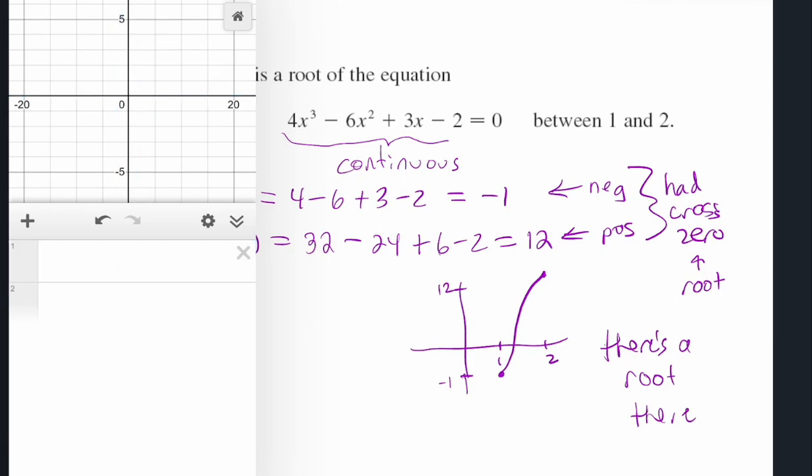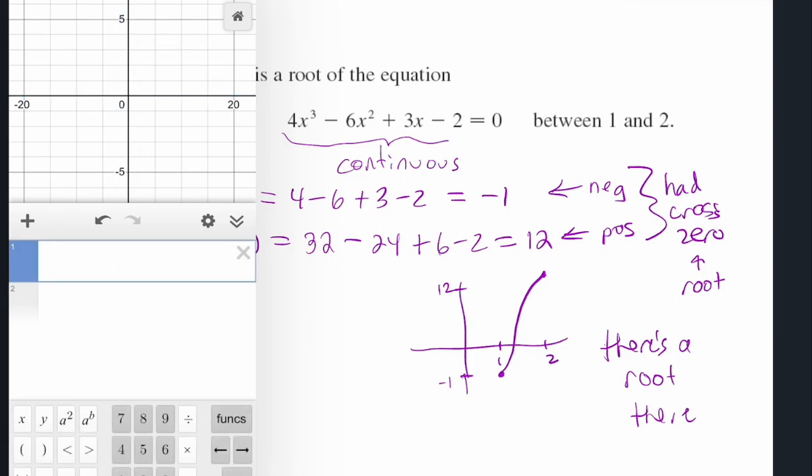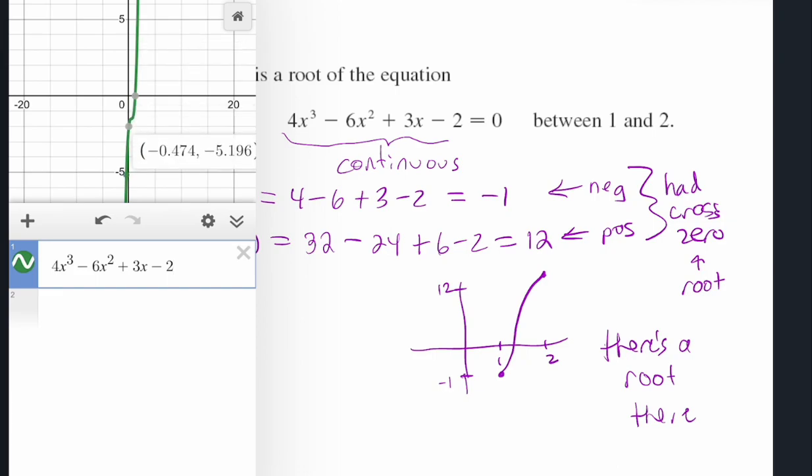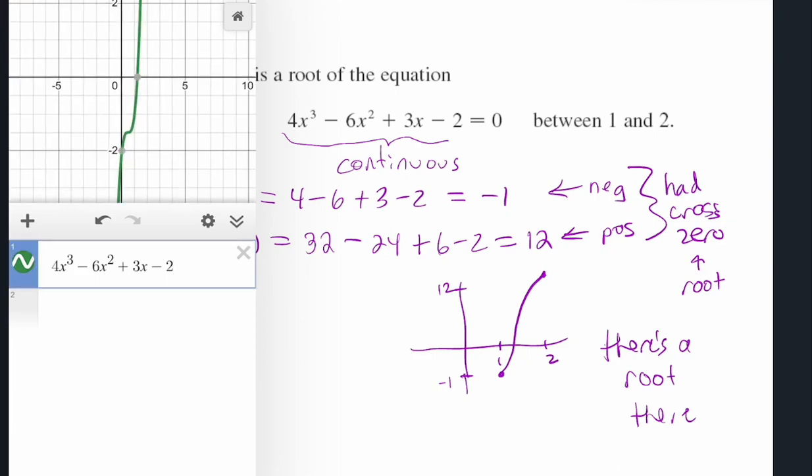So if I put in there 4x cubed minus 6x squared plus 3x minus 2. Okay, and let's zoom in a little bit. Is there an x value between 1 and 2? Sure is, 1.221. It has a 0. It has a root.